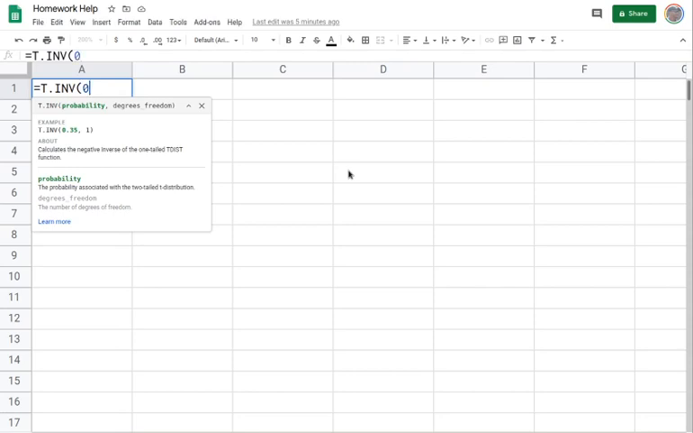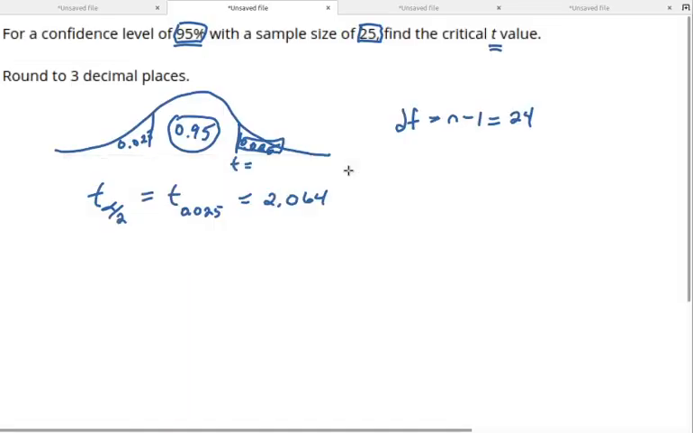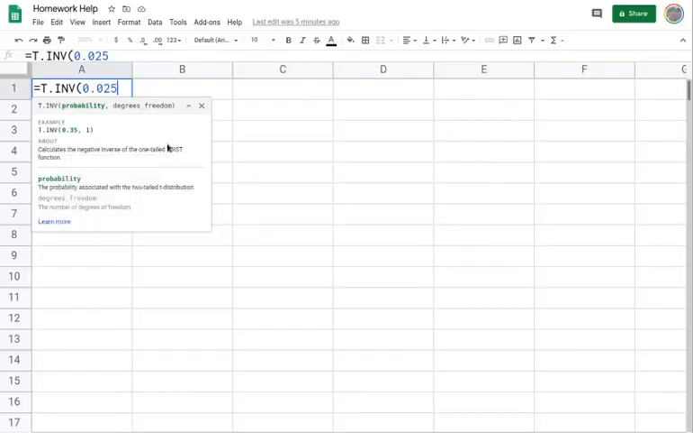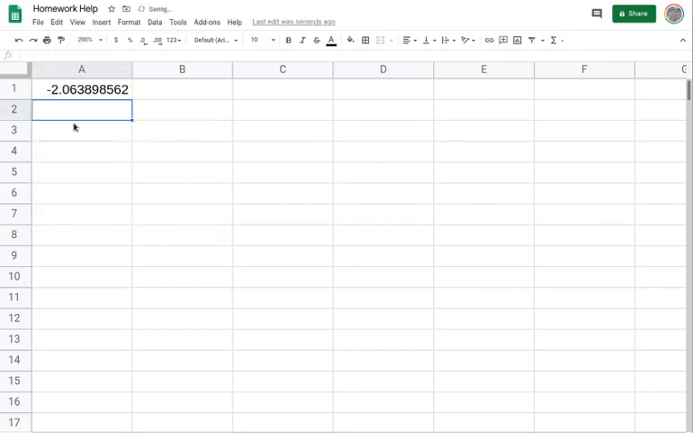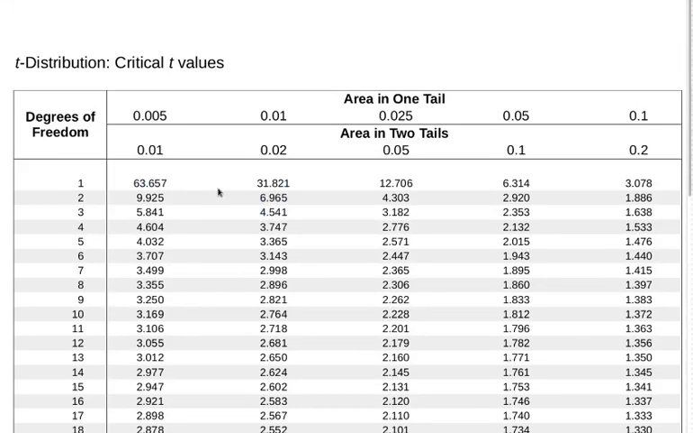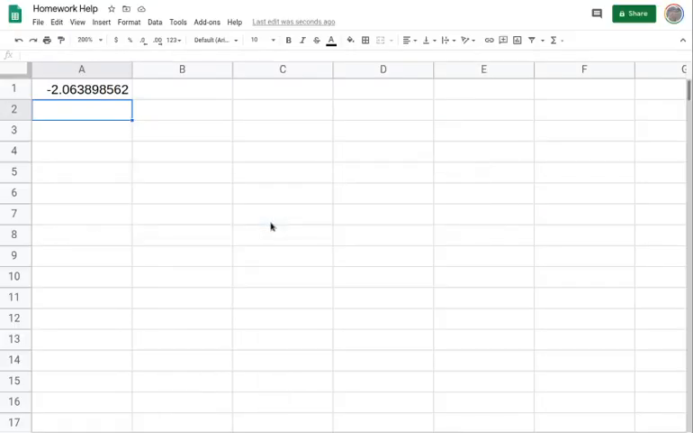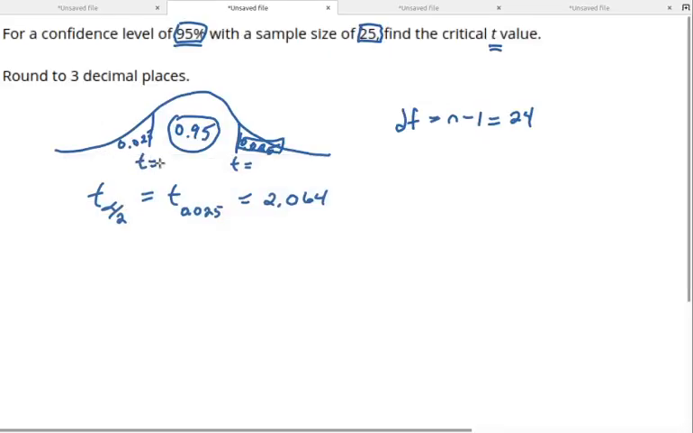Well, if I say 0.025, because remember, that's what we had in one tail, it's going to assume I'm looking for the t on this side, which is fine. Let me throw in my degrees of freedom, 24, but it's giving me the negative 2.063. Does that round to 2.064? Sure enough, 2.064 when rounded, except it's giving me the negative.